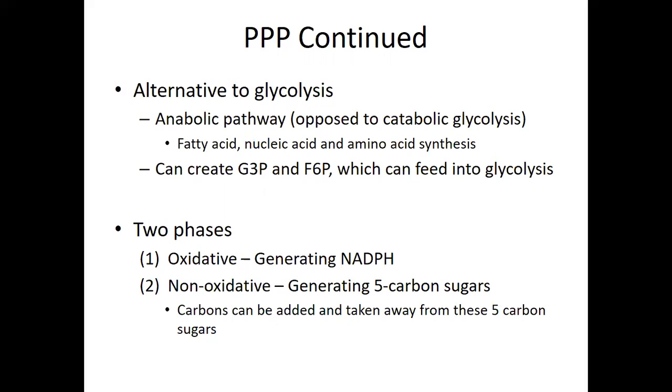Now there are two phases to the pentose phosphate pathway. There's the oxidative phase, and this is where we're generating NADPH. This is going to be reducing power that we use to drive anabolic reactions, okay? So NADPH is not making the journey to the electron transport chain. It's going to be used immediately to drive these anabolic reactions. And then the non-oxidative phase is where you're generating these precursor metabolites that will allow you to then build these different macromolecules. Okay.